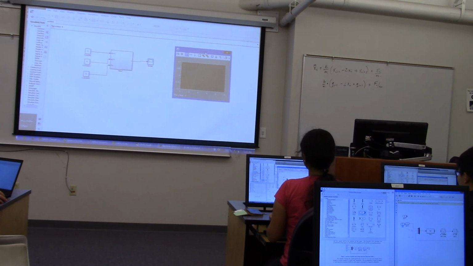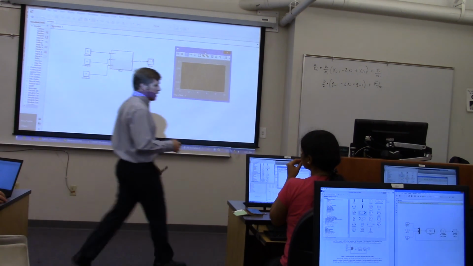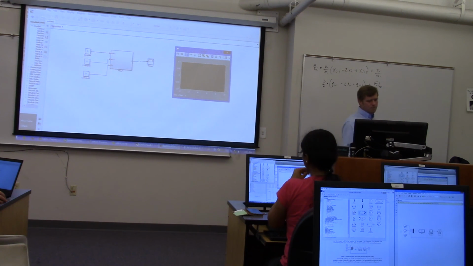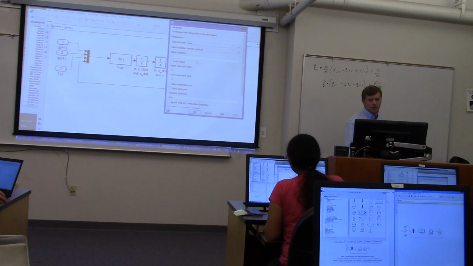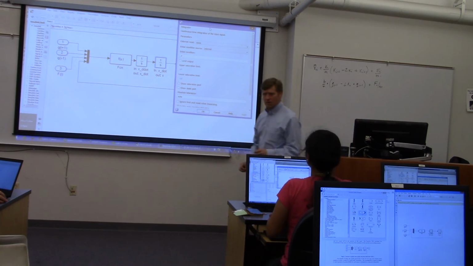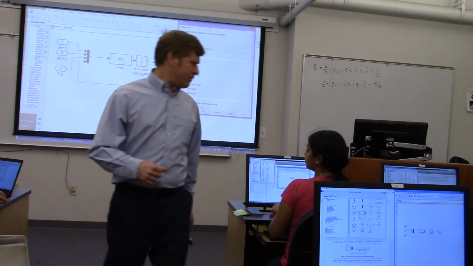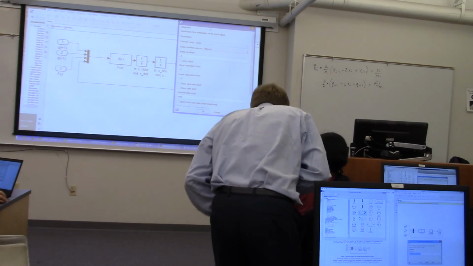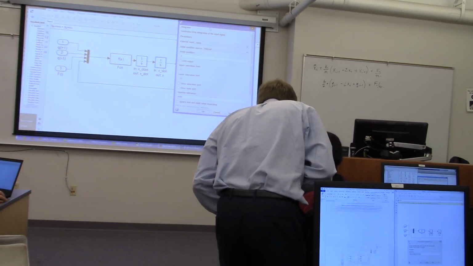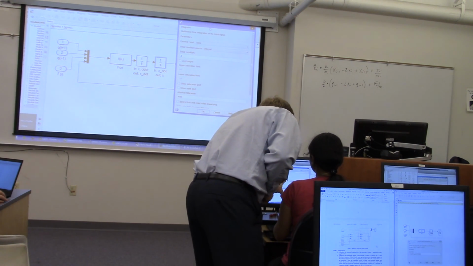Shouldn't matter too much if it's gray or blue. Did you put an initial condition on one of your integrators? I did. I put a 0.1 meter initial condition on the integrator by double clicking in here. And then your first integrator block would be 0. Yeah, that just means I have 0 initial velocity.